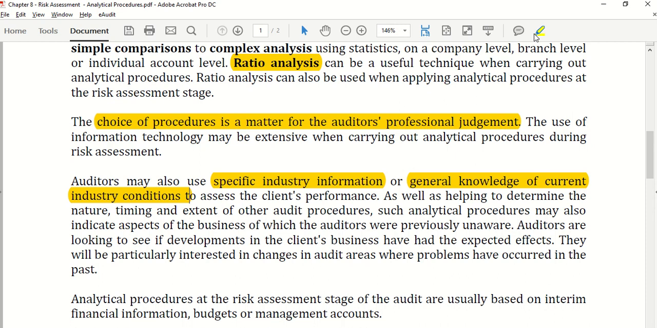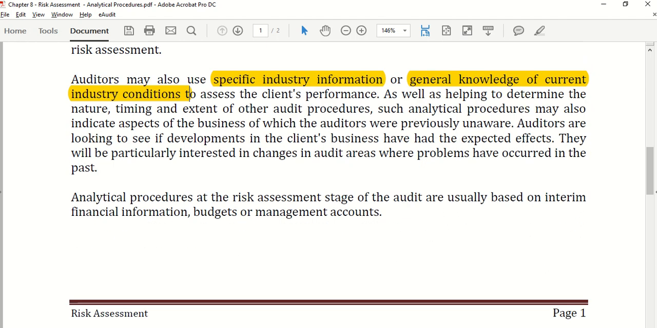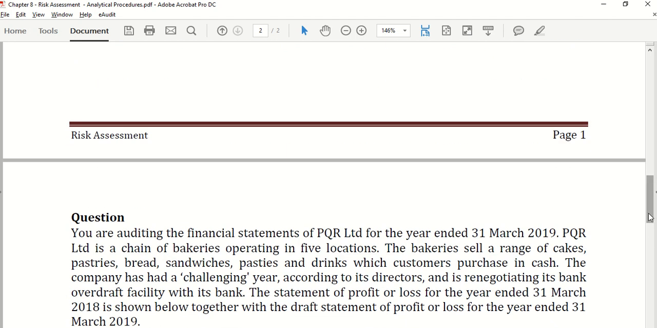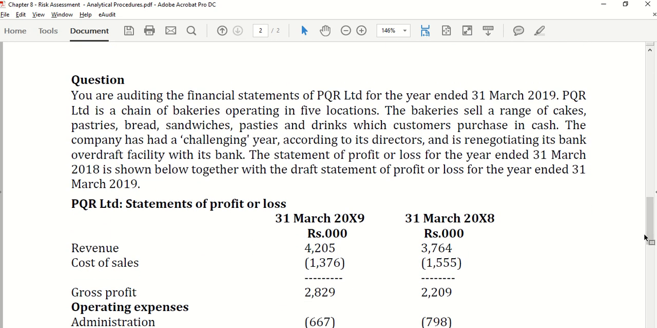Say, for example, the common things that we know: when it comes to the current ratio, what is the benchmark that we should maintain, or when it comes to the quick asset ratio, what is the benchmark that we use. Those kinds of things also can be used as tools when doing these analytical procedures, right? Okay, so in your syllabus this analytical procedures topic is mainly focused on the ratio analysis. So we'll look at this example, how to identify some risk areas depending on the answers that we derive from the ratio calculations, right?